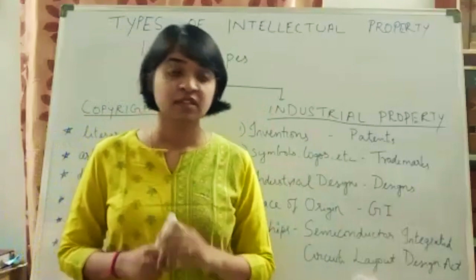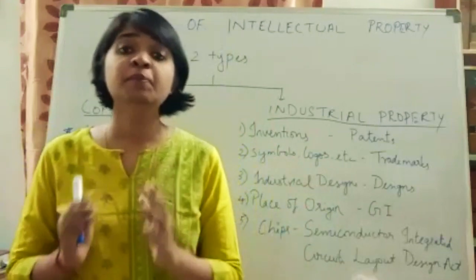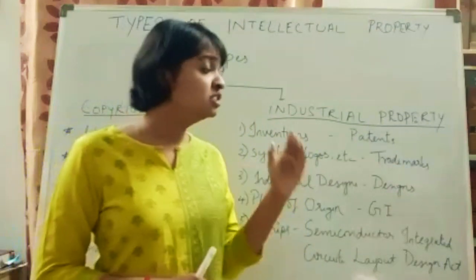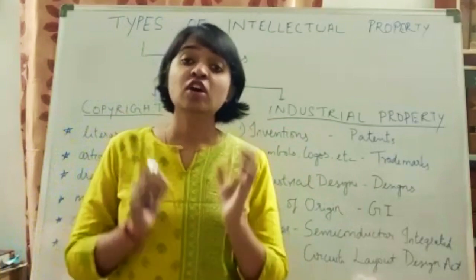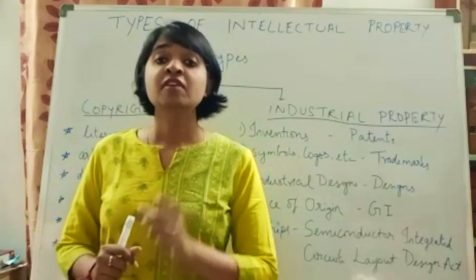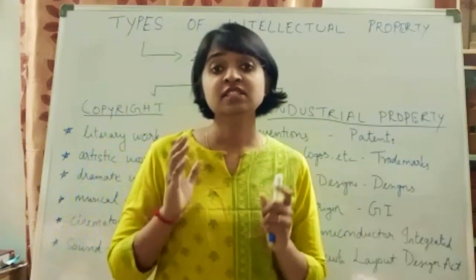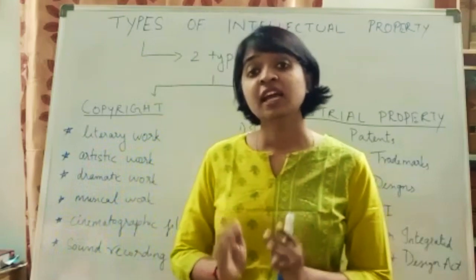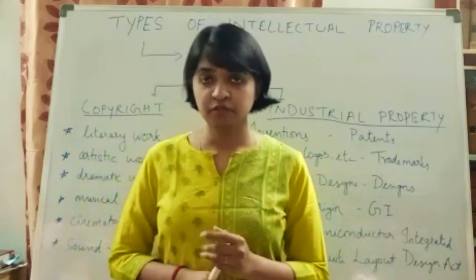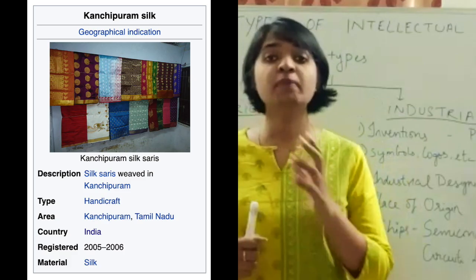The next aspect, like I mentioned here, is place of origin. When you are identifying any product from its place of origin, then it is protected under geographical indications. Geographical indication, like the name, you are identifying that product from the place where it has originated. Since it's associated with the geographical area, it is protected under geographical indications. Let me give you a best example for it. Let's take Darjeeling tea, or Kanchipuram silk, or Banarasi sari.